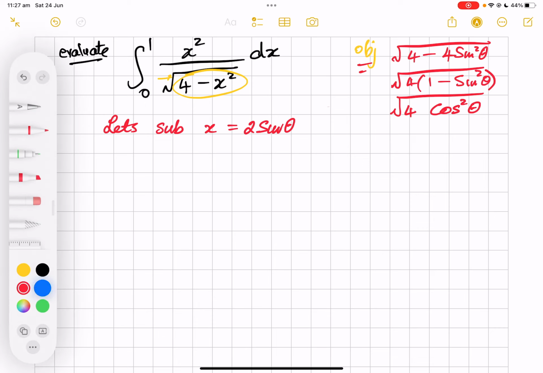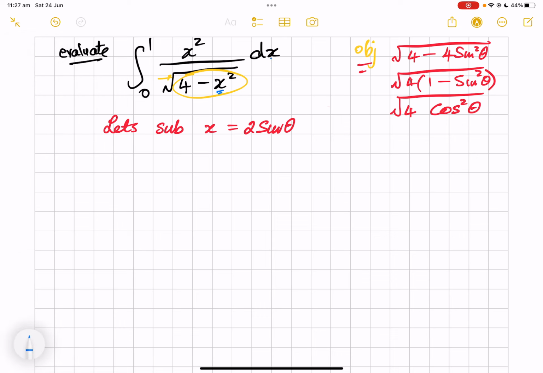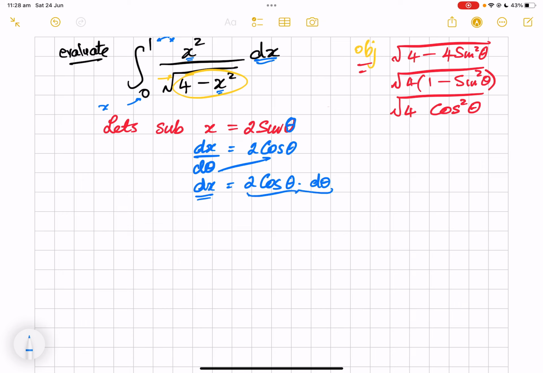However, notice we've got all these x values here. We've got an x there, we've got an x there, and this is an x value, and this is an x value, that's x equals 1. And what we have to do is replace all of those values in terms of theta. So we'll get the derivative, dx d theta, and the derivative of 2 sine theta is 2 cos theta. Now, if I take that d theta up to the other side, dx equals 2 cos theta d theta.